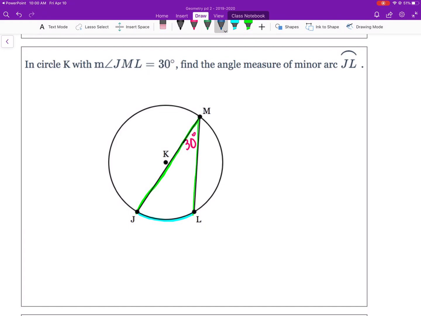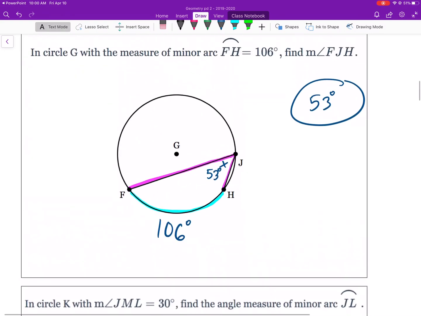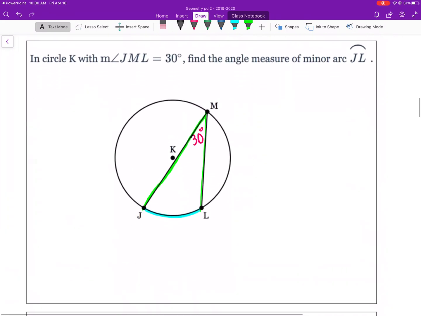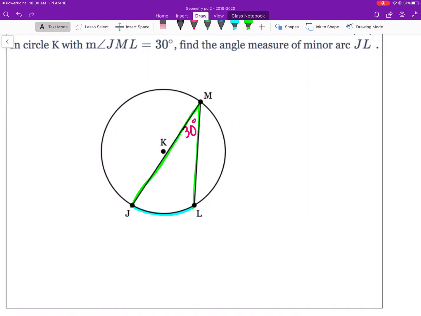Now you may fall into this trap and say, okay, 30 degrees, we have a half situation here, okay, 15. Not quite. Now they gave us the angle and they're asking for the arc. The arc is double the angle. Just like before, the angle here is half of the arc. The arc is equal to double the angle. So this would be 60 degrees here, guys, for JL.